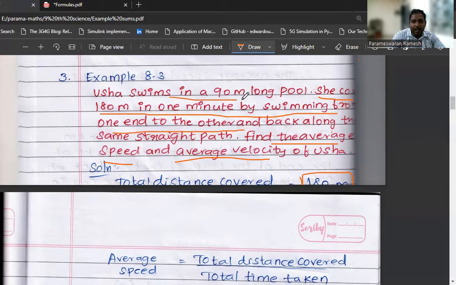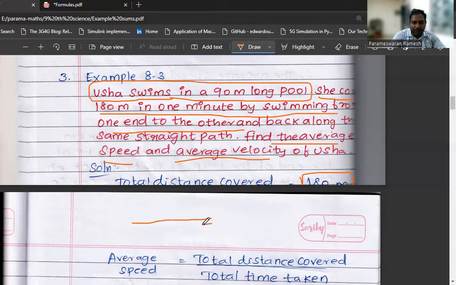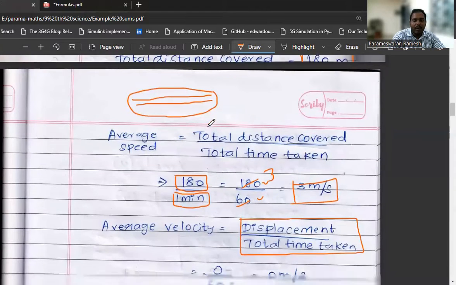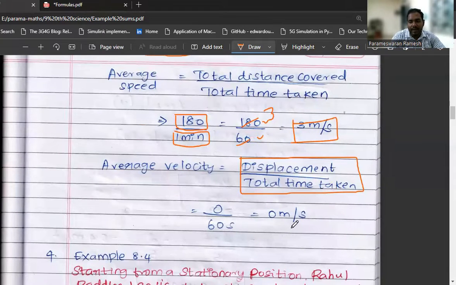It's a 90 meter long pool only. The given swimming pool is only 90 meter long. Usha swims from one end to the other end. Suppose this is 90 meter, and again she comes back to the starting end. The shortest distance from the starting position is called displacement, so the value would be 0. So 0 divided by 60 seconds is 0 meter per second.